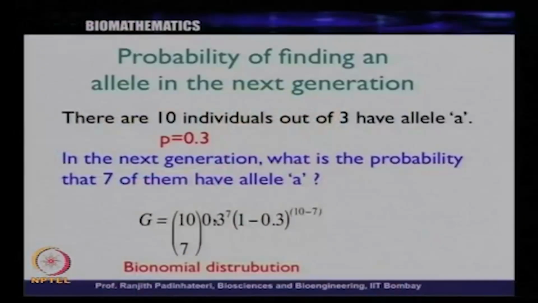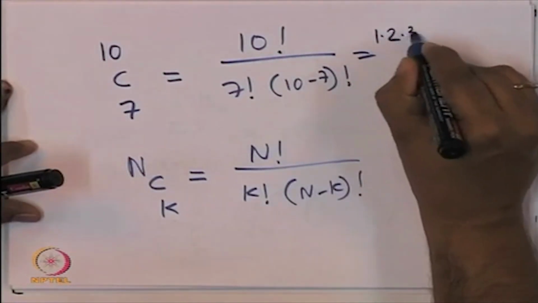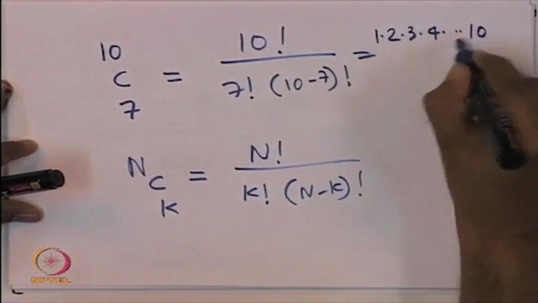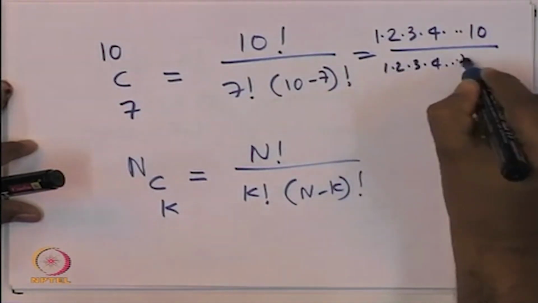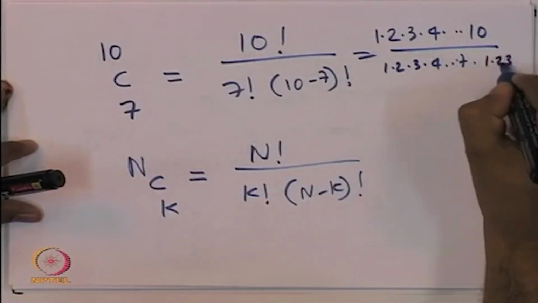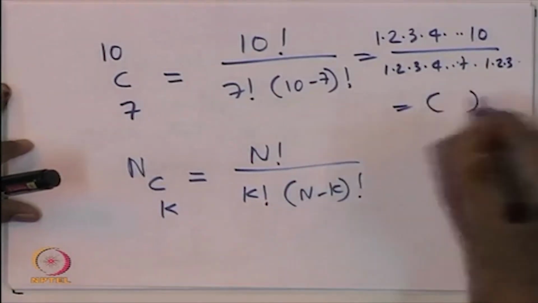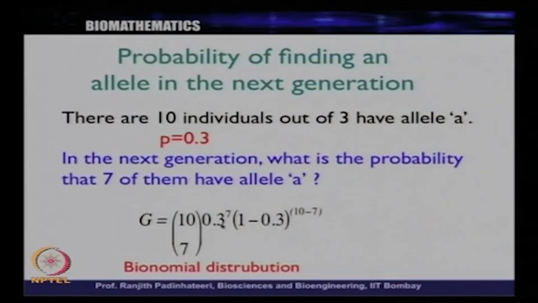Based on this formula, we can calculate this n C k. For example, 10 factorial is 1 into 2 into 3 into 4 up to 10, divided by 7 factorial, which is 1 into 2 into 3 into 4 up to 7, and 10 minus 7 factorial is 3 factorial, so this is 1 into 2 into 3. With this, we can calculate a number. This number times 0.3 to the power 7, times 1 minus 0.3 to the power 3. So, the probability will be some number which is between 0 and 1.